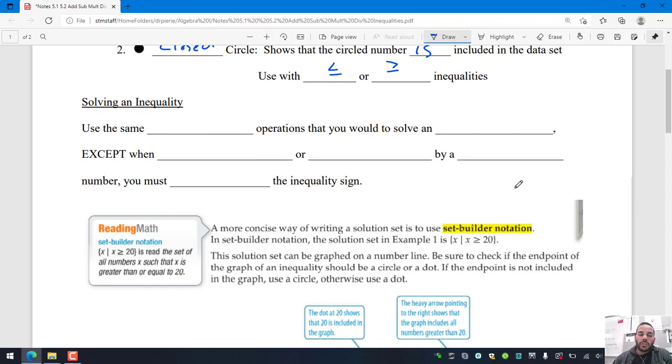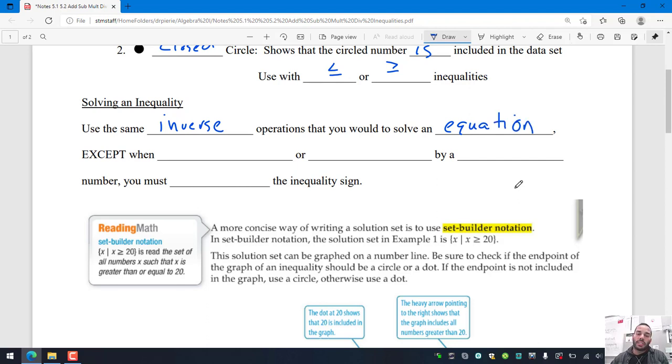So when it comes to solving inequalities, we're going to use the same inverse operations that we would use to solve an equation. Algebra is still exactly the same. If you see plus 7x, to get rid of it, you do minus 7x. Do the opposite to move it to the other side. The one exception with inequalities is when we multiply or divide by a negative, we have to remember to do one thing. We have to remember to flip the inequality sign.